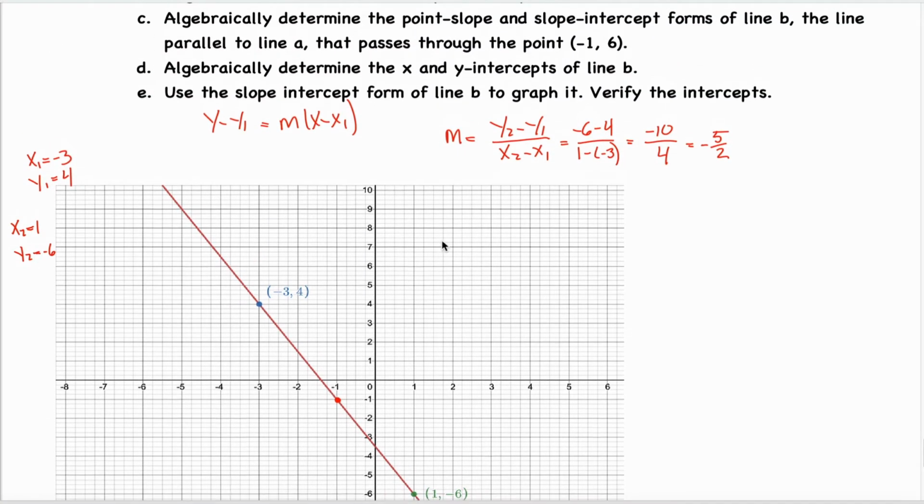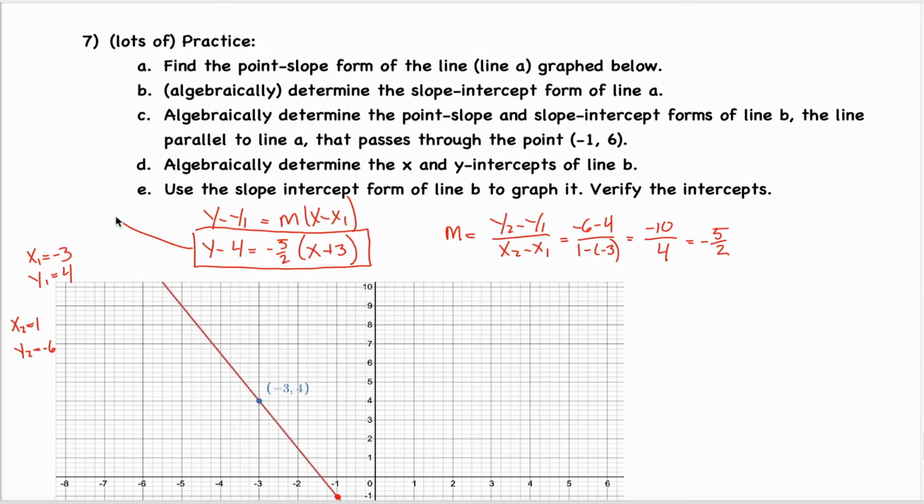Now that I know the slope, I just use either of these 2 points. It doesn't matter which one, but it might be less confusing to use this point since I've already called that x1 and y1, and plug this value and these values into this equation for m, y1, and x1 respectively. So I would have y minus 4 is equal to -5/2 times x minus -3, in other words, x plus 3. If the question asked me to find point-slope form of the line that's pictured, which I think is exactly what part A is asking me to do, I'd be done.